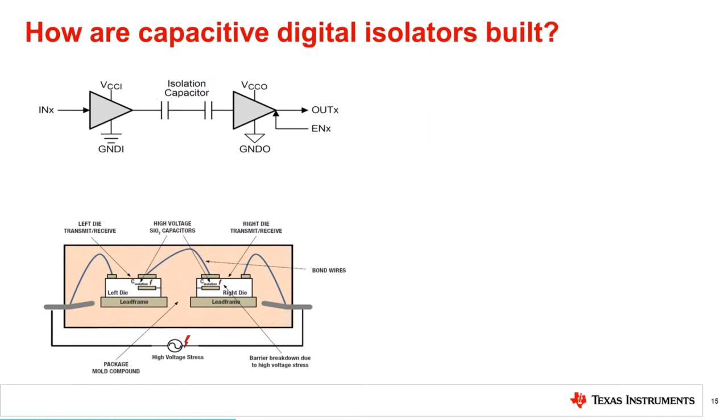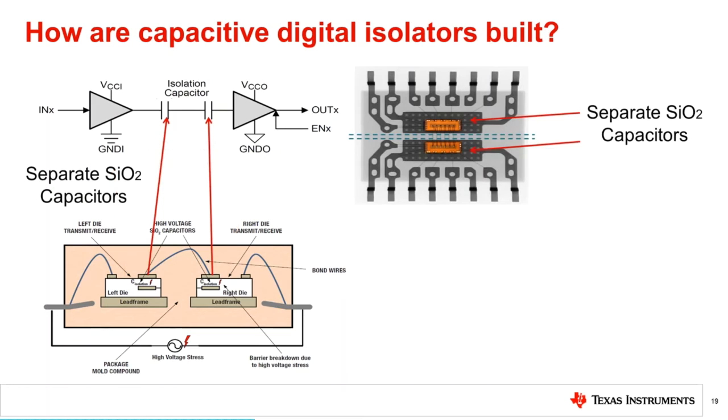How are capacitive digital isolators built? Capacitive digital isolators use silicon-based dielectrics built on CMOS technology and consist of two separate integrated circuit or IC chips, an input circuit and an output circuit, connected through bond wires and high-quality, high-voltage resistant mold compound. A cross-section and an X-ray of the digital isolator are shown.